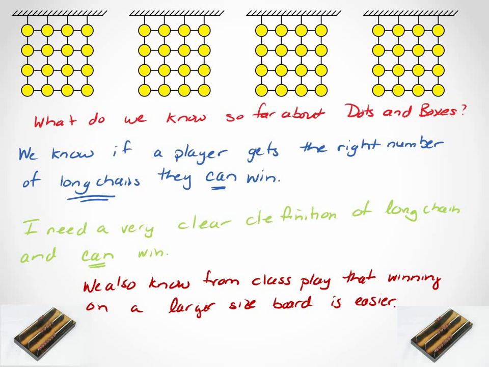We also know from class play that winning on a large size board is easier. My mathematical mind says, ask the question, why? Why is it easier? When something's easier when the board gets larger, it means that you're heading towards some kind of asymptotics. So there's some kind of long-term behavior that you see in the larger board.